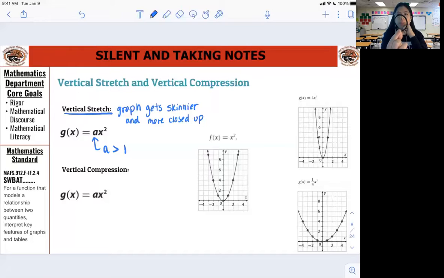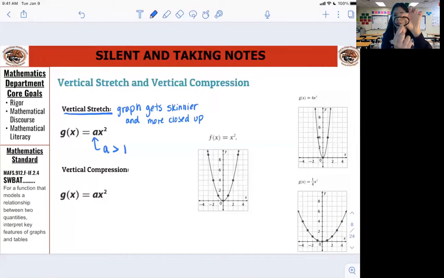Here's my rubber band normally. On the other hand, I have a vertical compression. So if I press down on it, it's going to become wider. You see that? It becomes wider. So vertical stretch makes it skinny, like my rubber band. Vertical compression makes it wider.